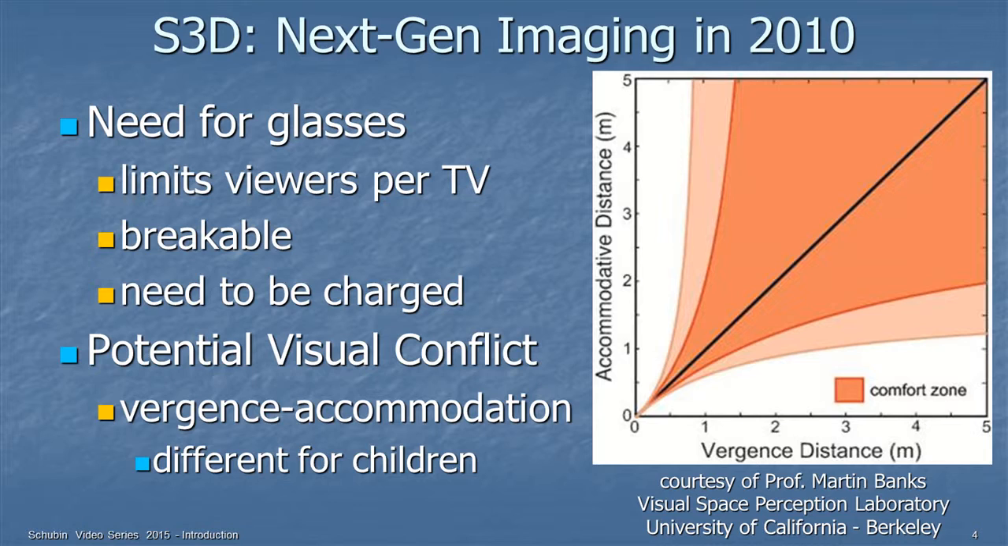And there was also a potential visual conflict between vergence, which is what our eyes point at, and accommodation, which is what our eyes focus on, and that's different between children and adults. And at the right, I'm showing a diagram from the Visual Space Perception Laboratory at University of California, Berkeley, and the dark shaded area is called Percival's Zone of Comfort. That's where it's okay to have a little mismatch between vergence and accommodation, but if you go outside that comfort zone, then you can have problems like headache or nausea.